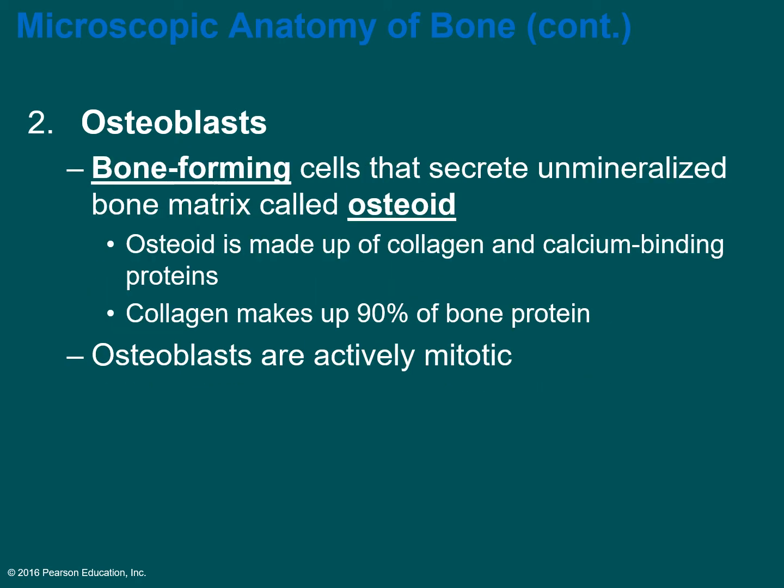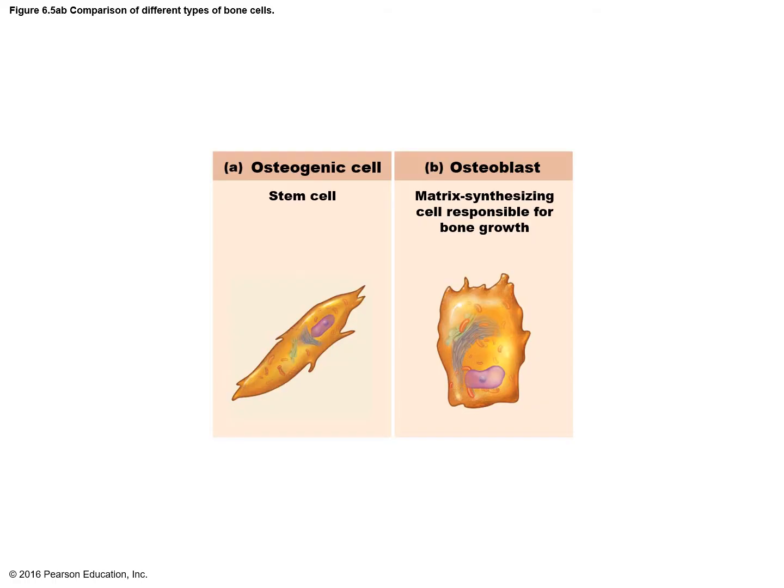So what are the osteoblasts? Think bone forming. These are the cells that are going to be secreting, making the bone matrix. Now, before it mineralizes, this bone matrix is called the osteoid. It's made up of collagen and calcium binding proteins. Initially, these osteoblasts are very active mitotically. So here's your osteogenic cell, it's a stem cell, and it differentiates into the osteoblast. Think bone forming.